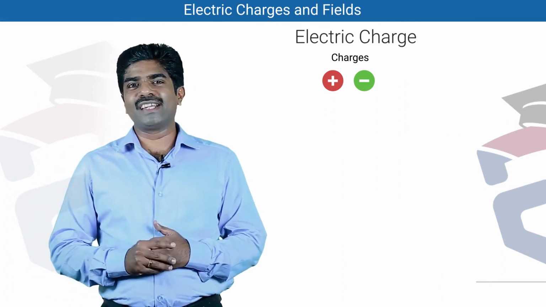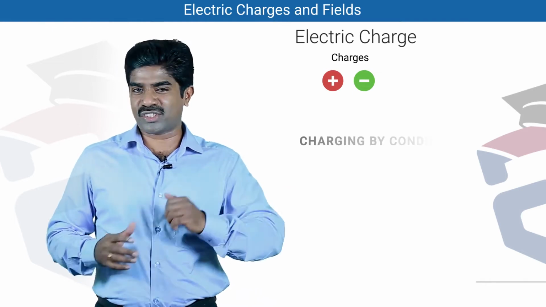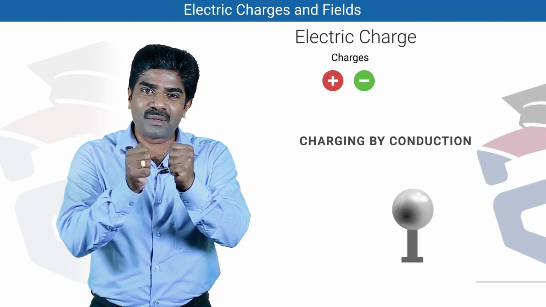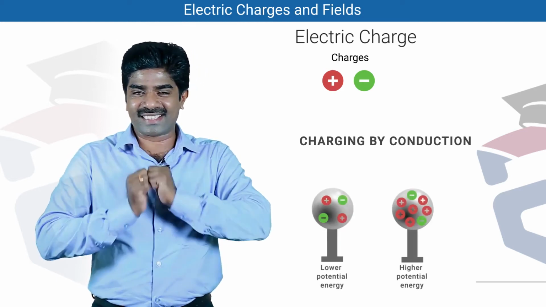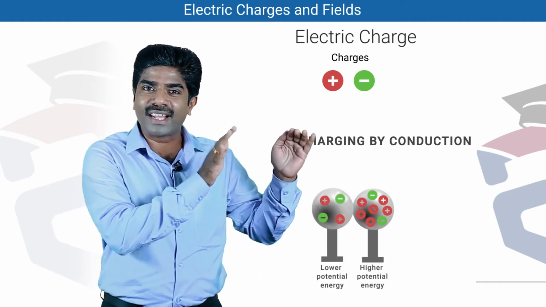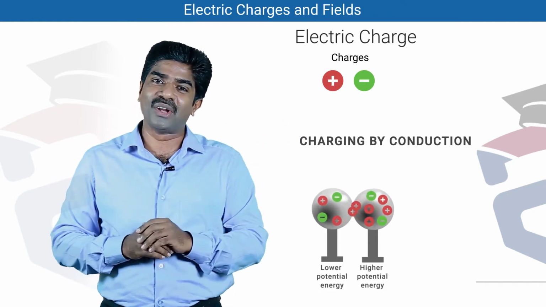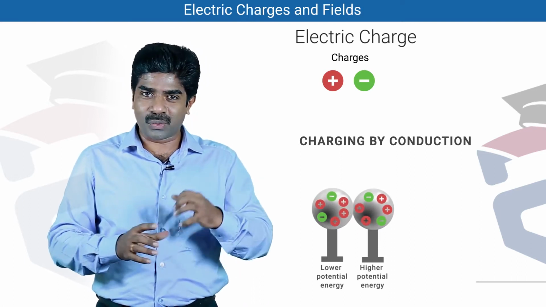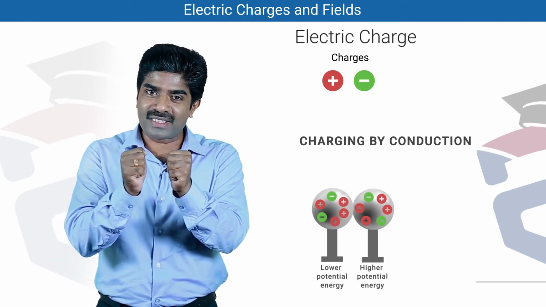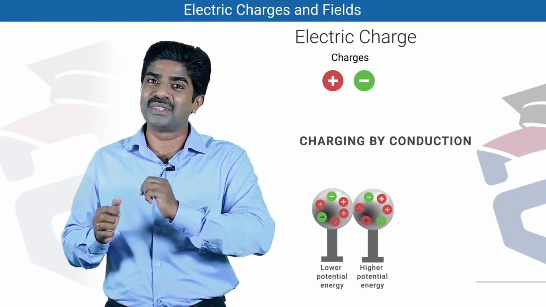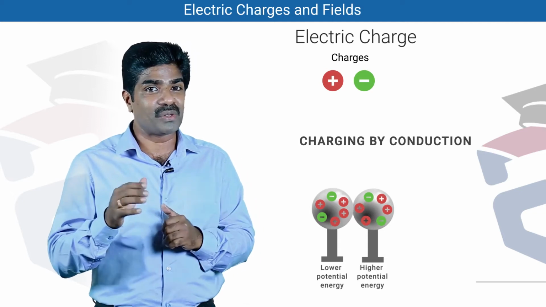The third method of charging is charging by conduction. In this case, you have to place a charged body and a neutral body in contact. What happens? Charge flows from the body having higher potential to the body having lower potential till they have the same potential. So, when a neutral body is placed in contact with the charged body, charge flows from the charged body to the neutral body and both of them have charge now.